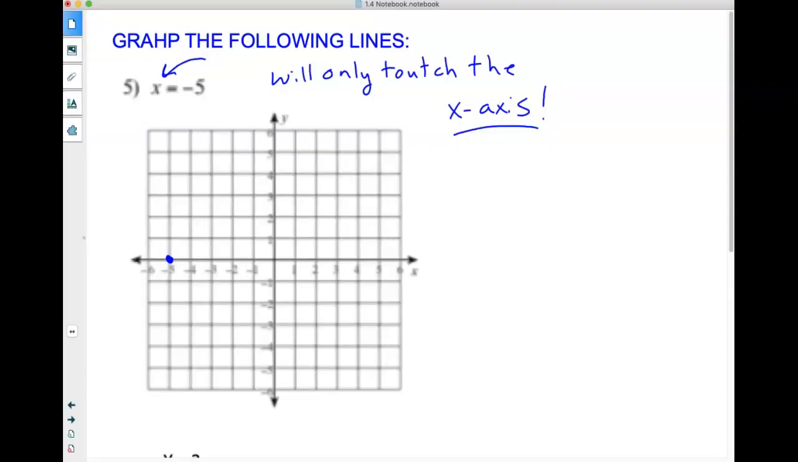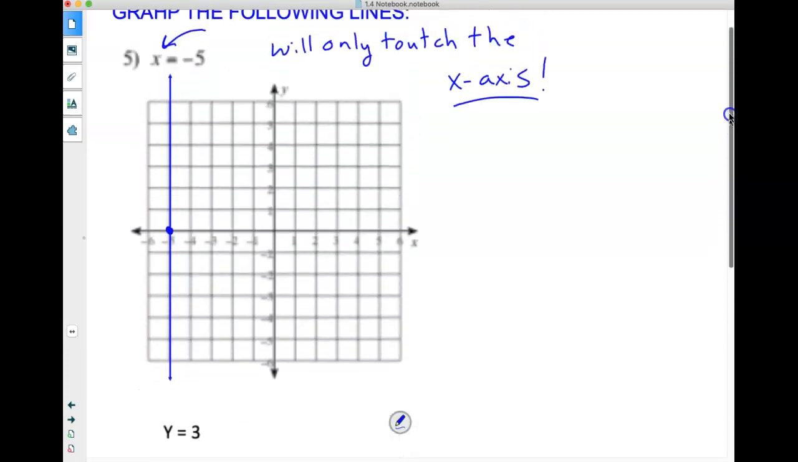What's the only way I can draw a line through that point and never touch the y-axis? You guessed it, I have to be parallel to the y-axis, which means that is a perfectly vertical line. That is how you graph these in a single variable, if I can call it that.